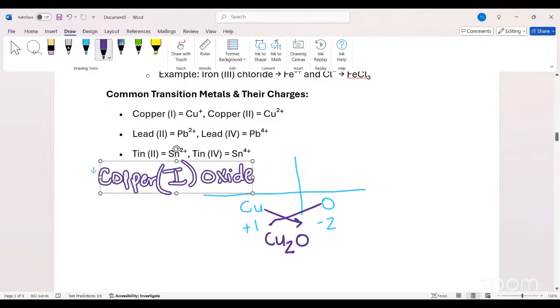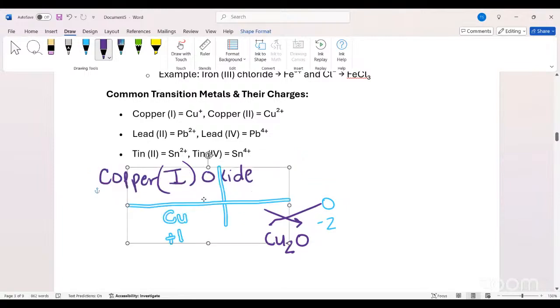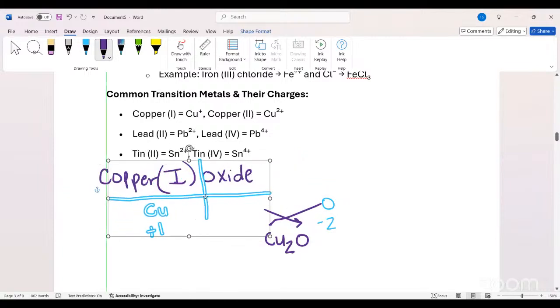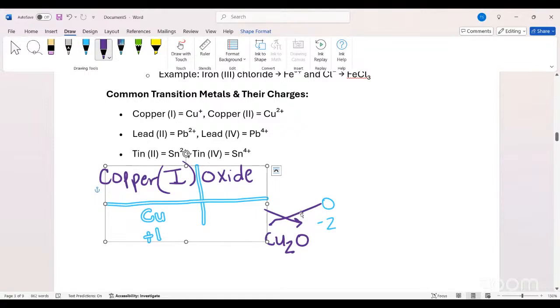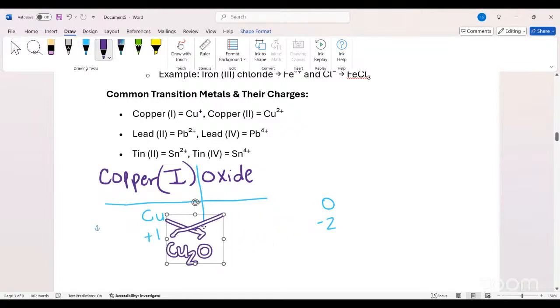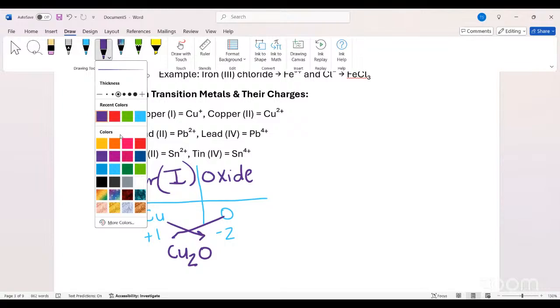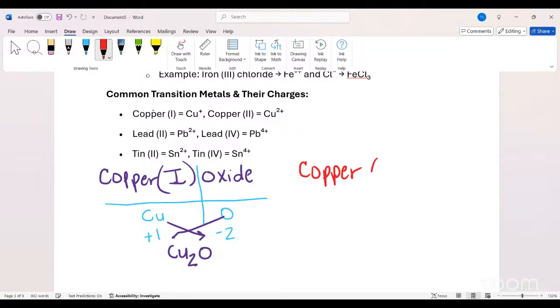Now, I'm going to move this over here, and I'm going to show you all how sometimes things look funny, okay? So let me show you what I mean by that. When I move them over, you're going to see what I mean by how they look funny. If I give you the same formula name, but this time instead of saying copper 1, I'm going to say copper 2 oxide, okay? Copper 2 oxide.